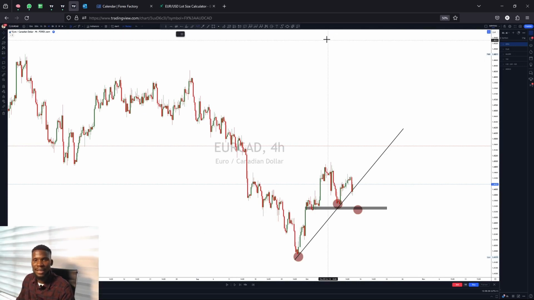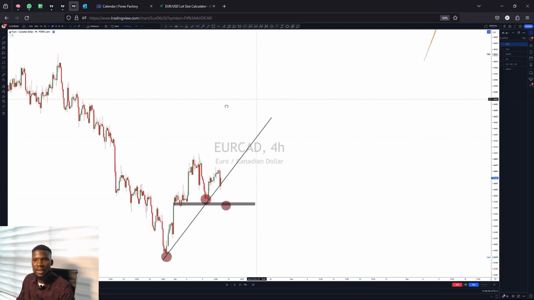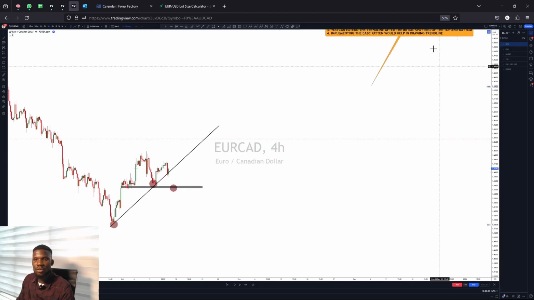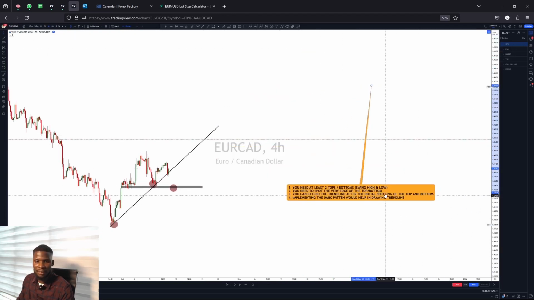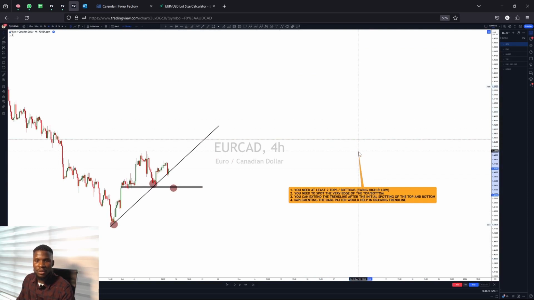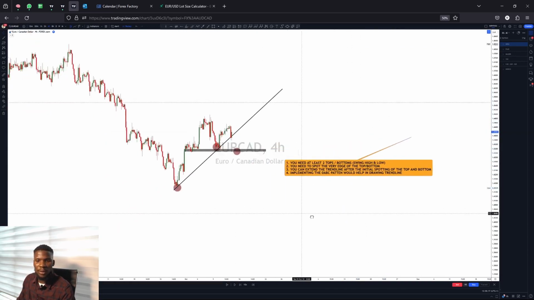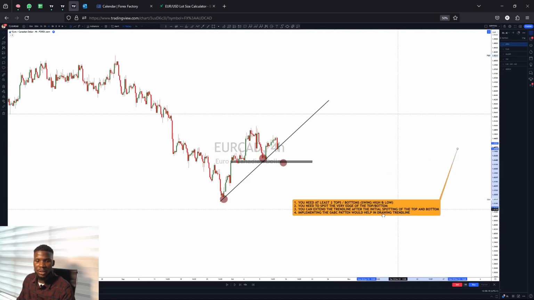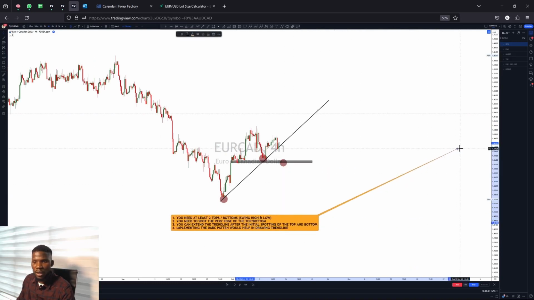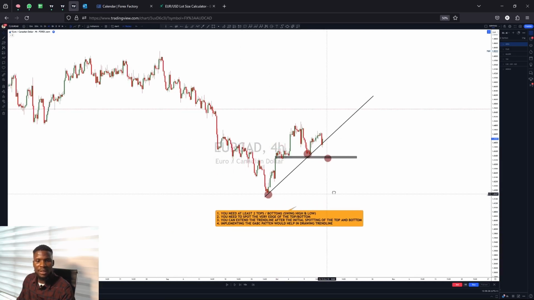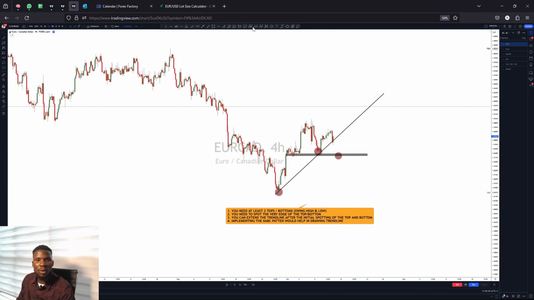That is why I said that the use of the OABC pattern would go a long way when you are drawing your trend line. So this is what I mean. Now let's draw our OABC.